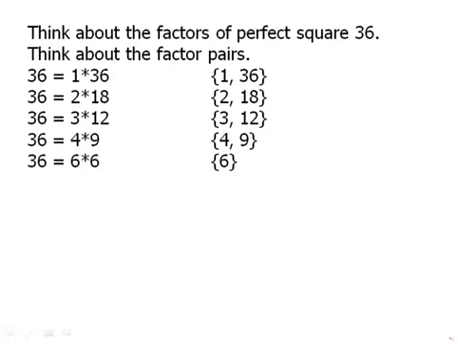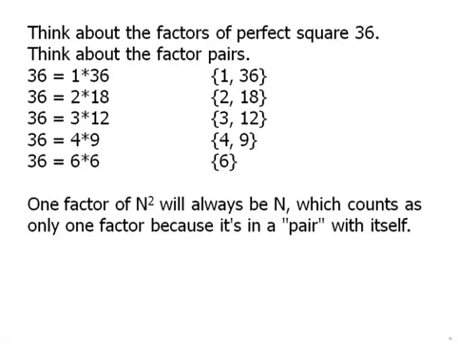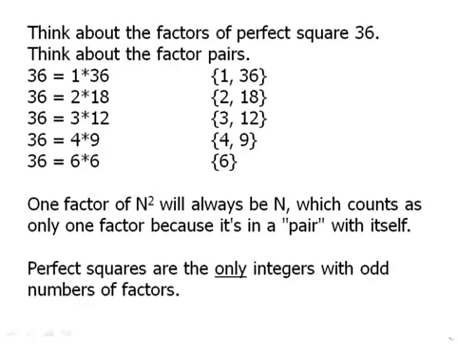And of course, this is only going to happen for perfect squares. If a number is not a perfect square, all the factors are going to be in pairs. The only time you get an unpaired factor is when you have a perfect square. So one factor of n squared will always be n, which counts as only one factor because it's in a pair with itself. And perfect squares are the only integers with an odd number of factors.